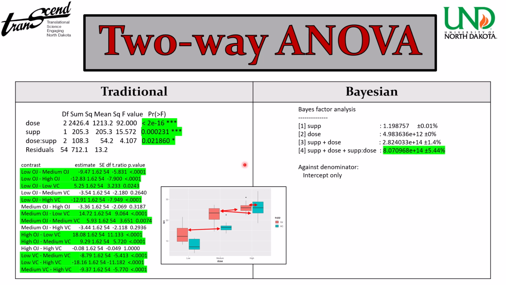For Bayes, again, this will pull out the different models. So one is supplement only, two is dose only, et cetera, and it gives various things. You can see here that model 4, index 4, the full model, is actually the best fit model, as it has the highest Bayes factor. You can say, okay, this explains the data the best.